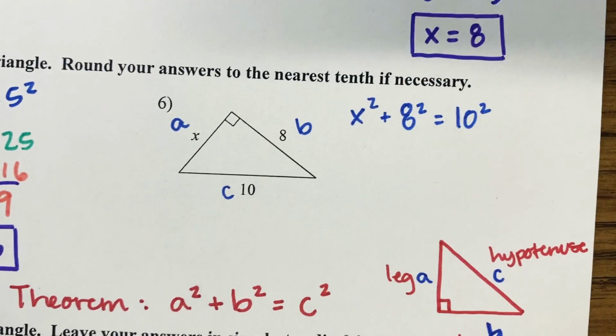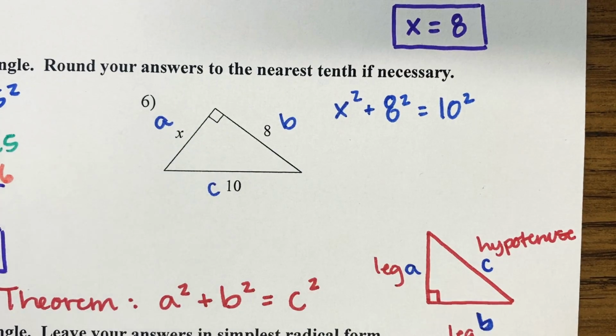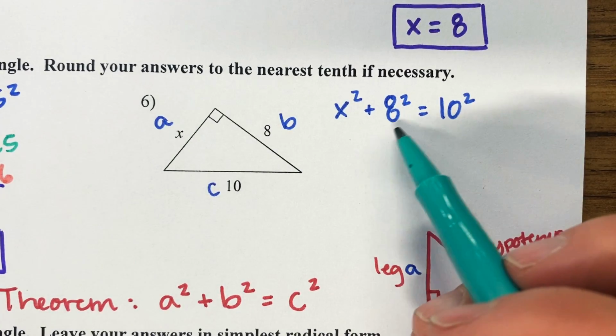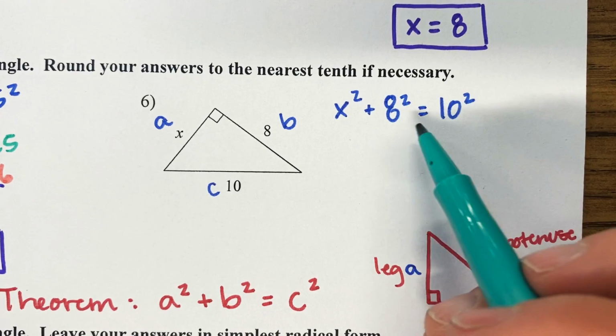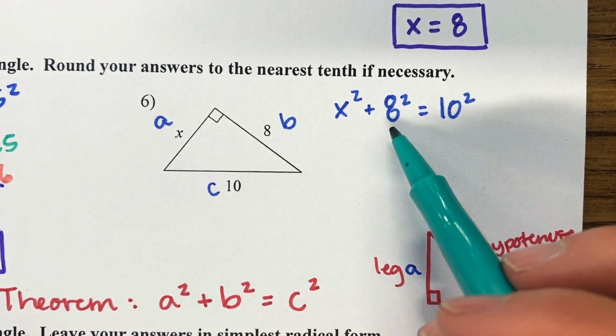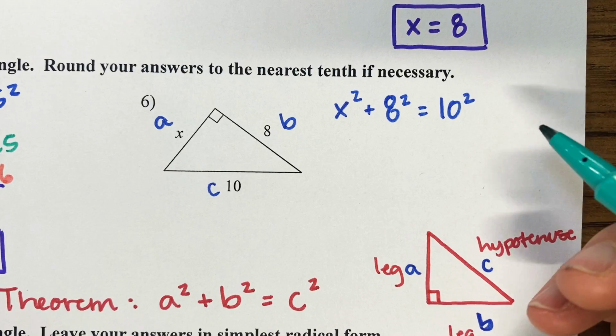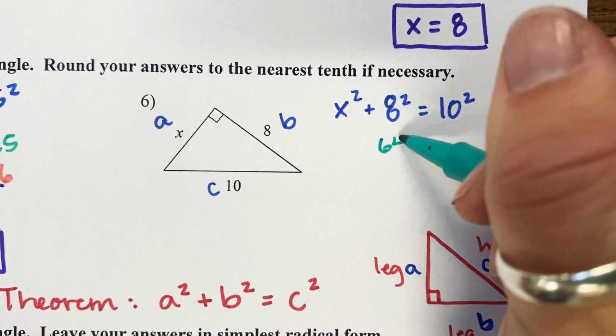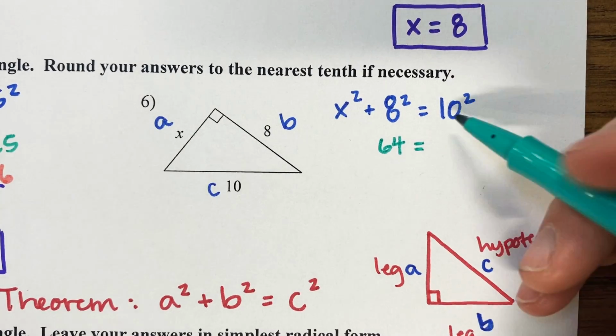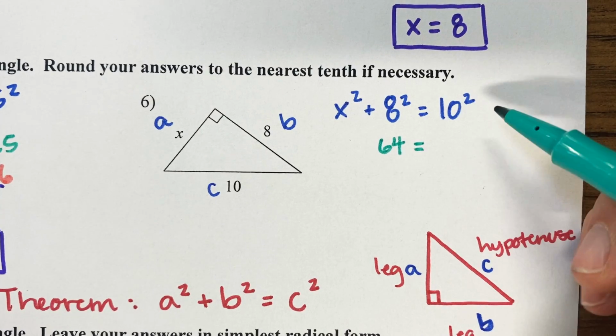Now we can start simplifying in order to solve for x. So I want to change 8 squared and 10 squared. What is 8 squared, or 8 times 8? We get 64. I want to change 10 squared, or what is 10 times 10?